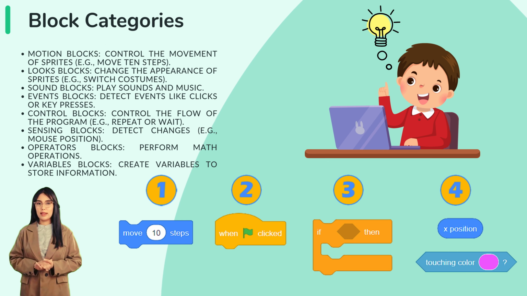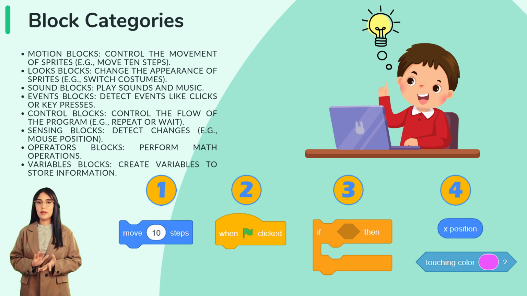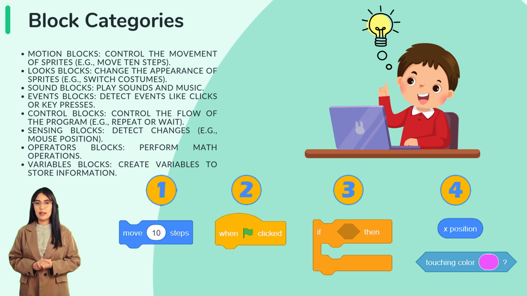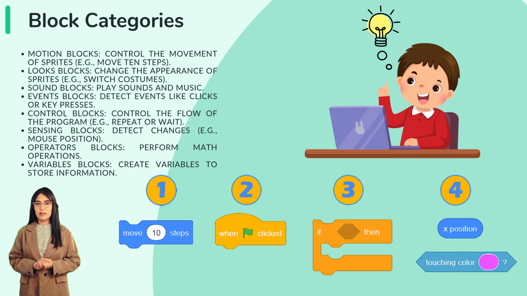8.4 Block categories. Scratch has several categories of blocks to make programming easier. Motion blocks control the movement of sprites. Example: move 10 steps. Looks blocks change the appearance of sprites. Example: switch costumes. Sound blocks play sounds and music. Events blocks detect events like clicks or key presses.